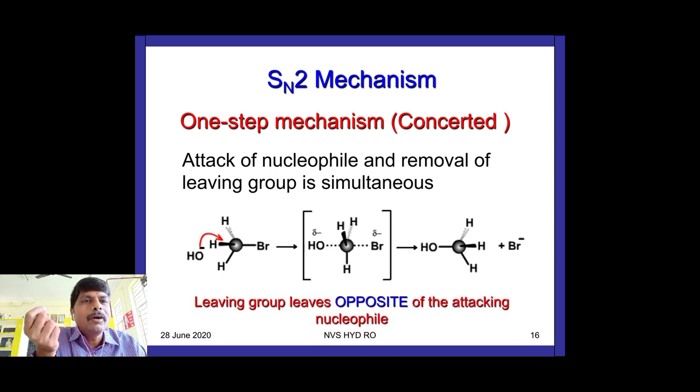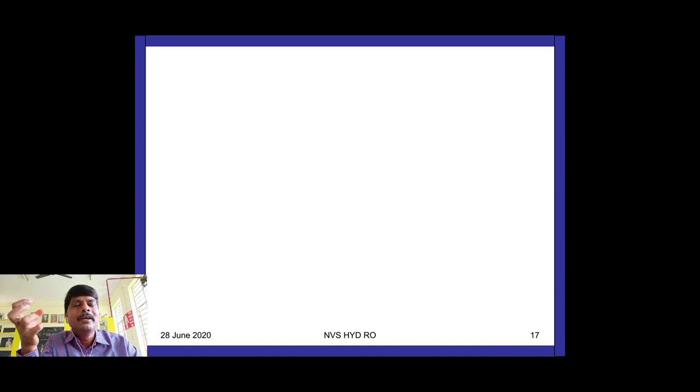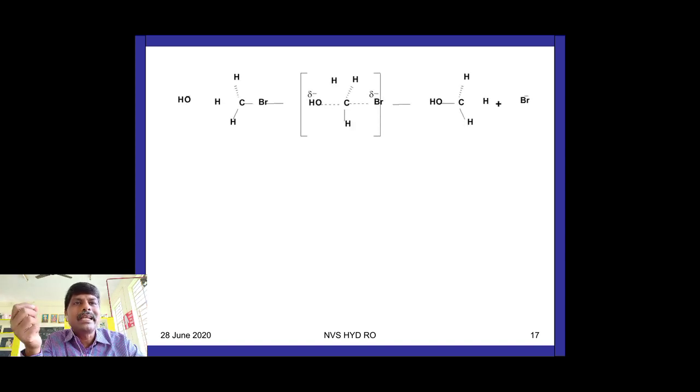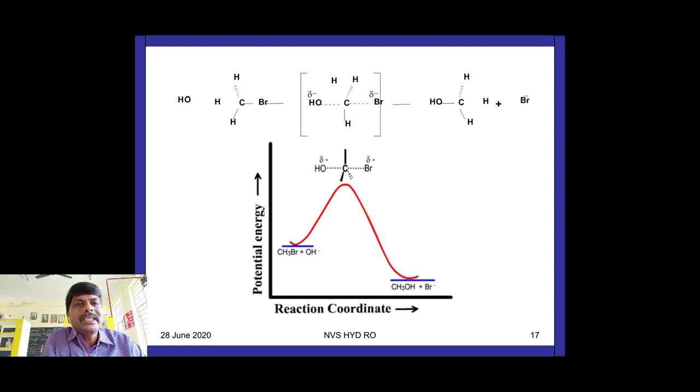So the leaving group leaves opposite to the attacking nucleophile. OH minus is attacking from the back side, and from the front side Br minus will leave. So it occurs in only one step. You can see here clearly OH is attacking from the back side. So one transition state is formed. This Br minus will go like this. So it is a single step.